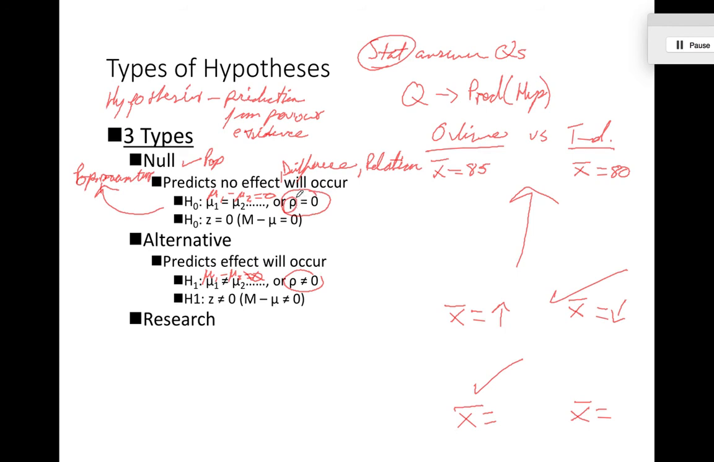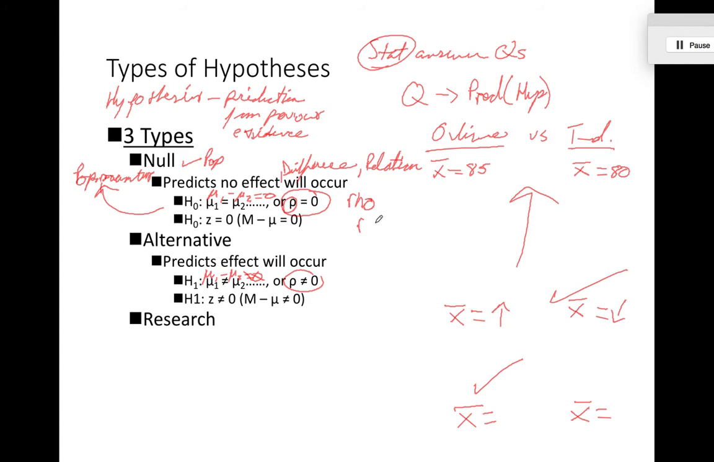This is not p, okay? Very, very important. This term is called rho, so R-H-O. Now, later on in the semester, we're going to talk about a very special statistic that we call the correlation coefficient, which we use lowercase r to refer to.